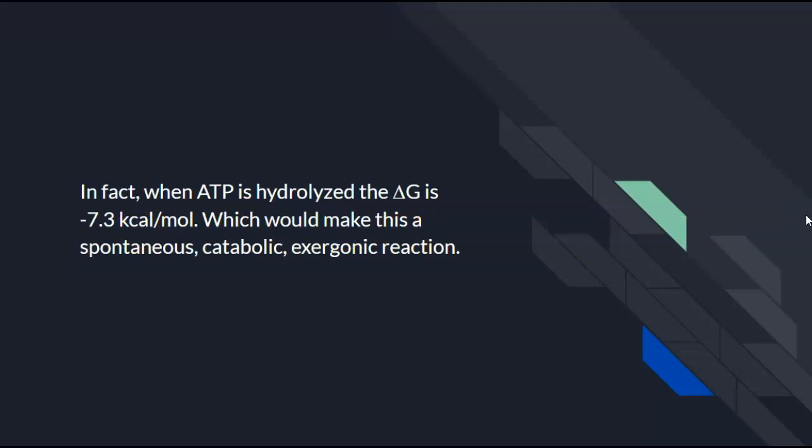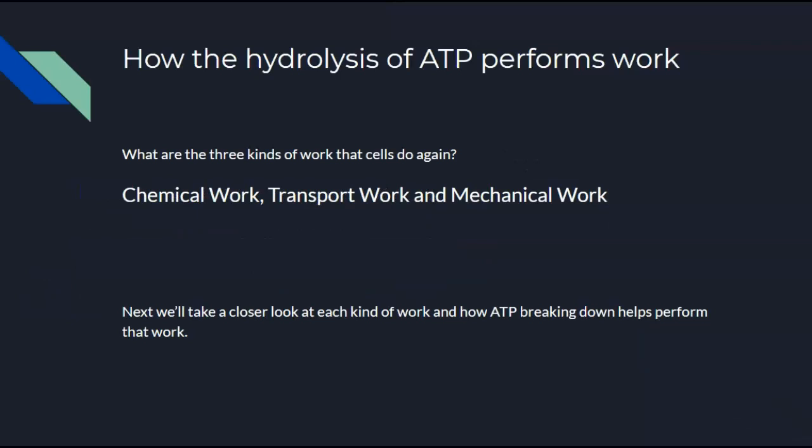So this is energetically favorable for ATP to break down, which is great because your cells need to break it down a lot. Remember that there are 3 different kinds of work that your cells can do: chemical work, transport work, and mechanical work. So we're going to take a closer look at how ATP can help your cells do those different things.